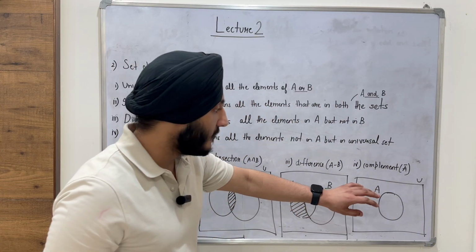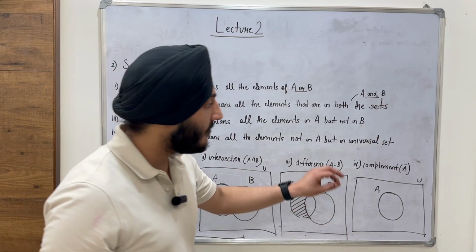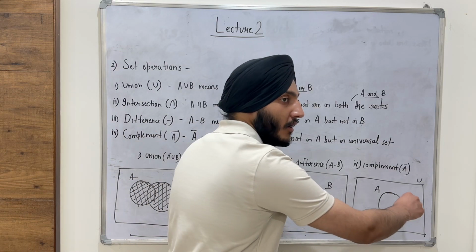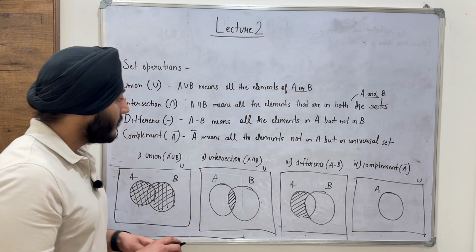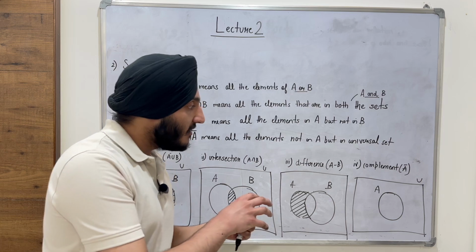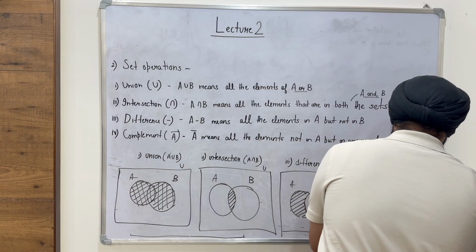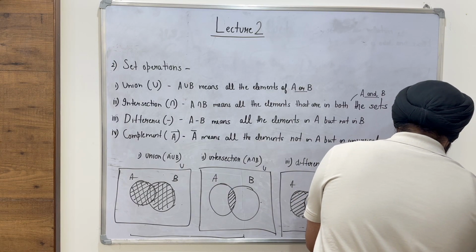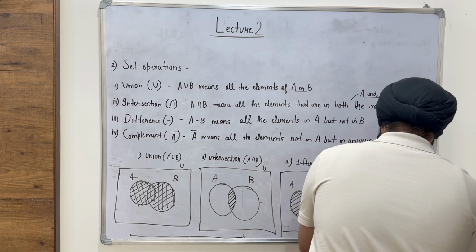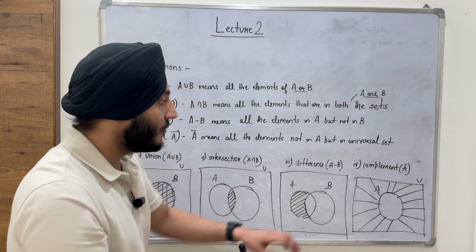So we have the universal set, which is represented by the entire diagram or the rectangle over here, and then we have A. If I talk about just A, it would be this entire circle. But when I talk about the complement, it means all the elements not in A but in the universal set. So it basically means all the elements that are around A. In this case, it would be the entire region around A. This entire region around A, the shaded region, would be the complement of A.